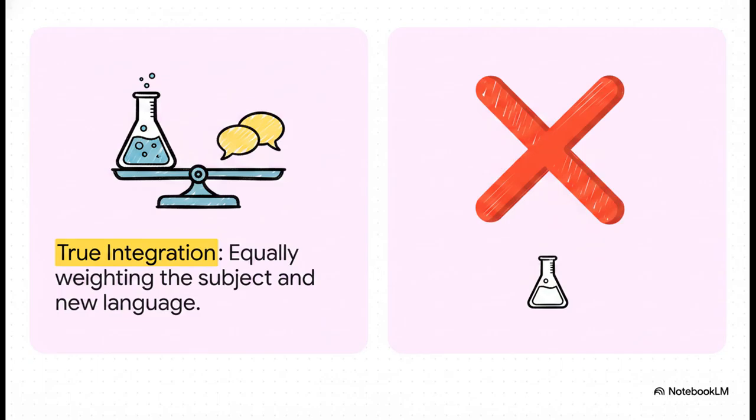Now, I want you to think of this as a true double-duty setup. CLIL requires absolute integration. You are giving equal weight to the subject matter and the new language. Listen, it is not about simplifying your content, and it's definitely not just reteaching something your students already know, just translated. No way. A CLIL class really only hits the mark when both that complex subject matter and the new language are genuinely learned together.